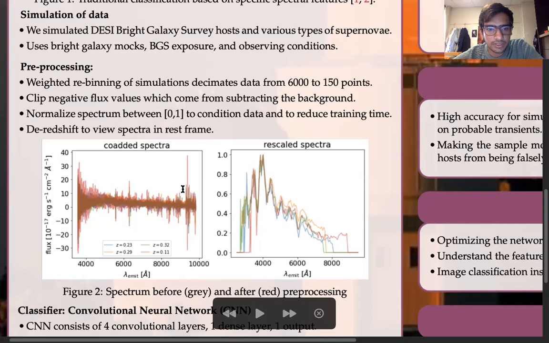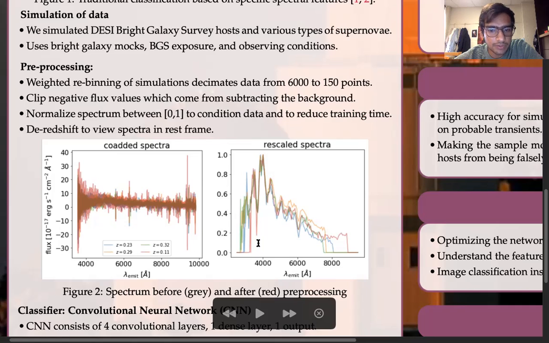So we need to pre-process the data in such a way that it retains the features, but still cancels out some noise. The first thing that we do is weighted logarithmic rebinning of the data, where we go from having 6,000 points to 150 points. In the weighted rebinning, we use the inverse of the variance and things like that. Then you also see this negative brightness here, which doesn't really make a lot of physical sense, and it's because of the noise in the data.